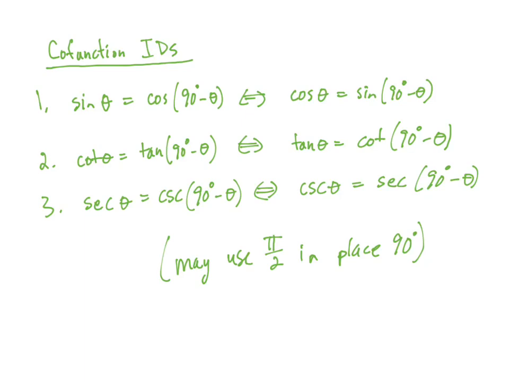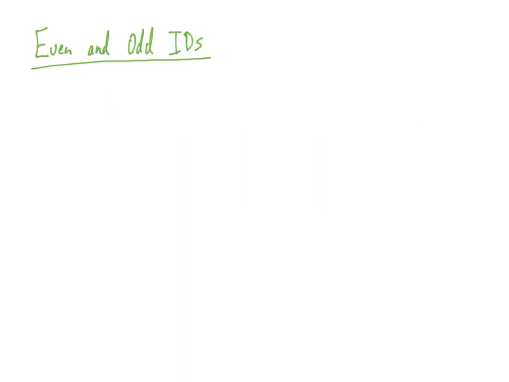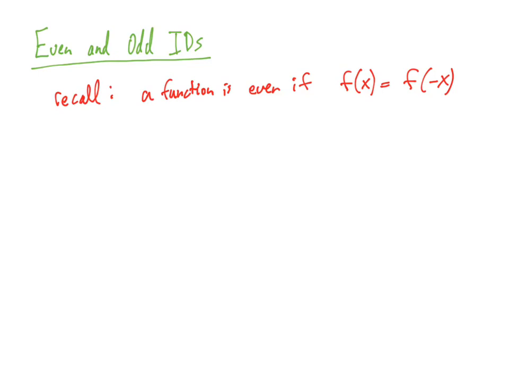We're going to look at two more identities here. Next batch are the even and odd identities. If we recall the definition of an even function, a function is even if f of x is equal to f of negative x, and a function is odd if negative of the function is equal to f of negative x.